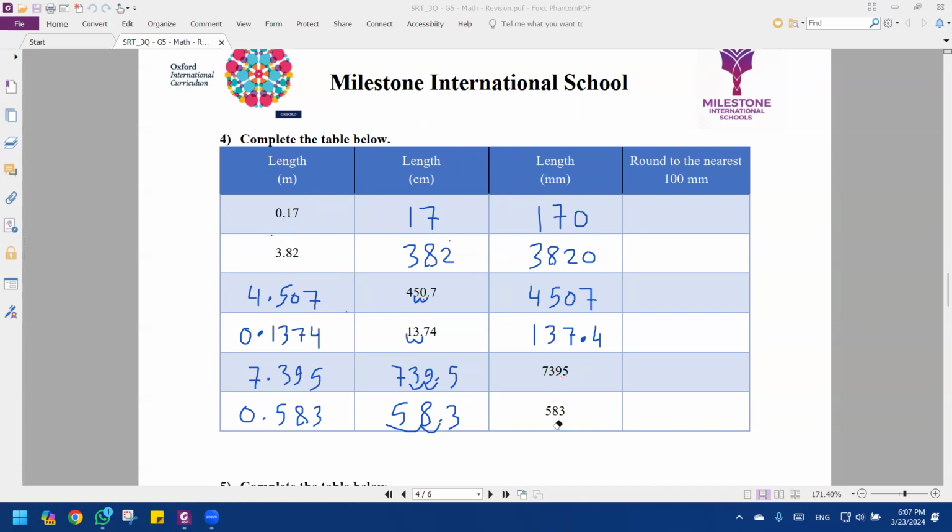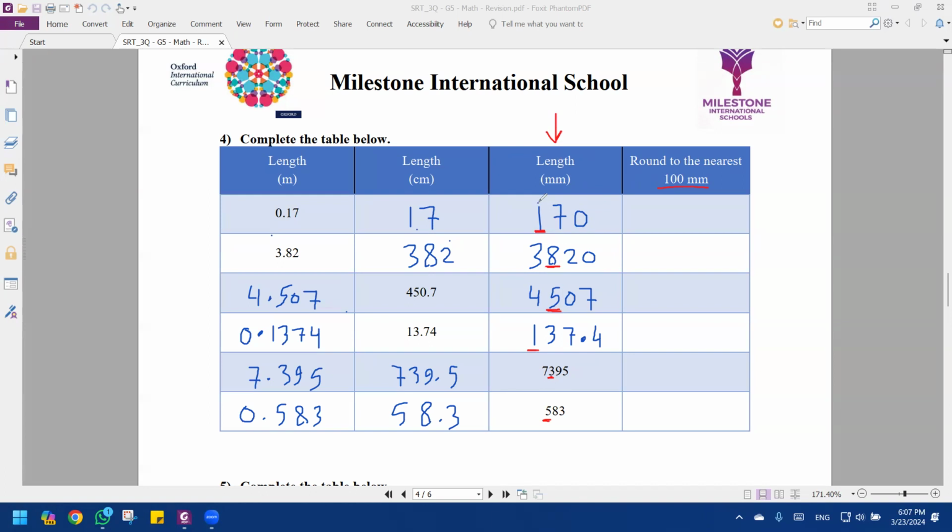Okay, now we have the last part, which is round to the nearest 100 millimeter. Let's talk about it. Okay, as we learned before in the first question, question number 1, we underline the digit that I'm rounding to. They said 100 millimeter. So first of all, I'm looking at the millimeter column. They said 100, I underlined the 100 digit. So it's 1 here, this is the 100. 8 here, this is the 100. 5, this is the 100. 1, this is the 100. 3, and 5. So I underlined all the 100 digits.